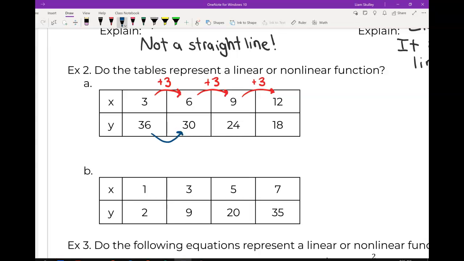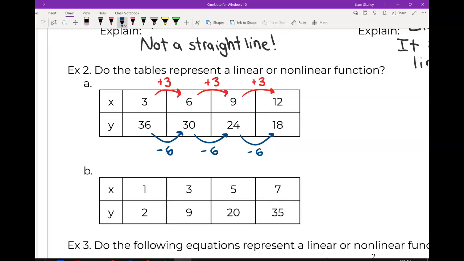To go from 36 to 30, I'm going down 6. So I'm going to write minus 6 here. To go from 30 to 24, I'm going down 6. To go from 24 to 18, I'm going down 6. So my rate of change is the same for my inputs and the same for all my outputs.